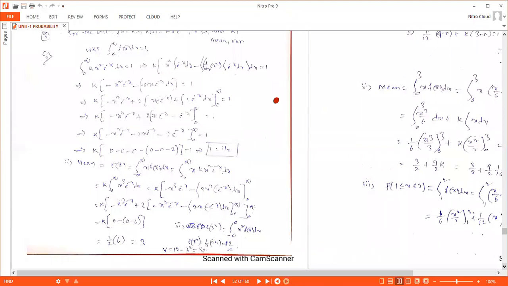f(x) is k x square e power minus x, with k value 1 by 2. So 1 by 2, k you can take outside. You'll get x cube into e power minus x inside. Simplify the function within the limits 0 to infinity. Your expectation of x square value is 12.